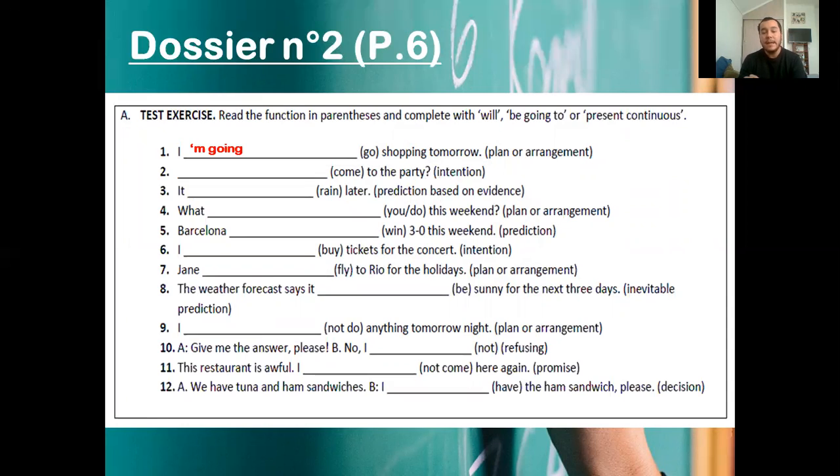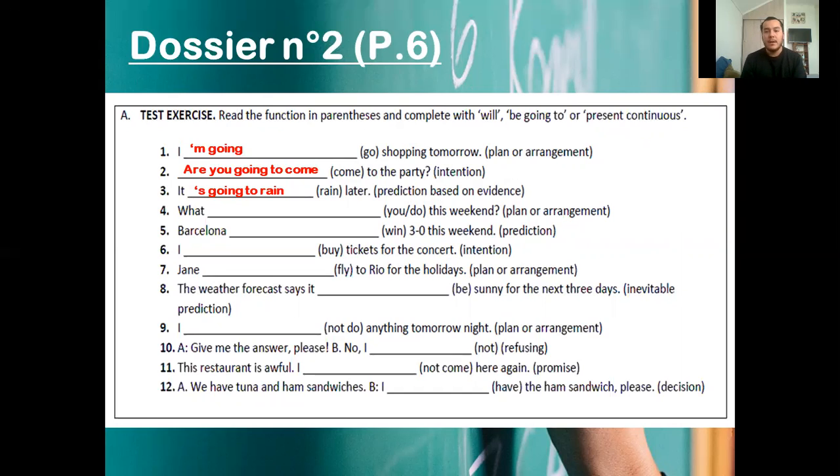Number 2 says, intention in parentheses, and it is a question. So intentions, you use be going to. Are you going to come to the party? That is the question. Number 3 says prediction based on evidence, but I forgot the word present evidence. Remember that there are examples with past evidence and typical predictions with will, okay? So in parentheses, it should say prediction based on present evidence. And for that reason, you say be going to. It is going to rain later.